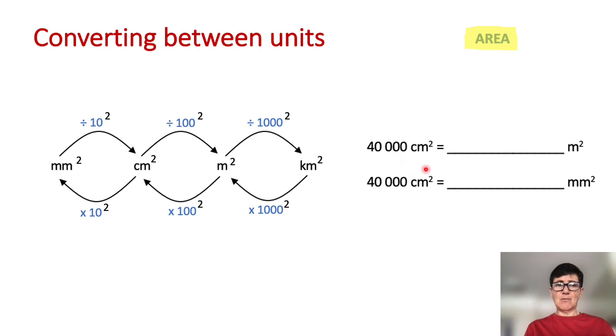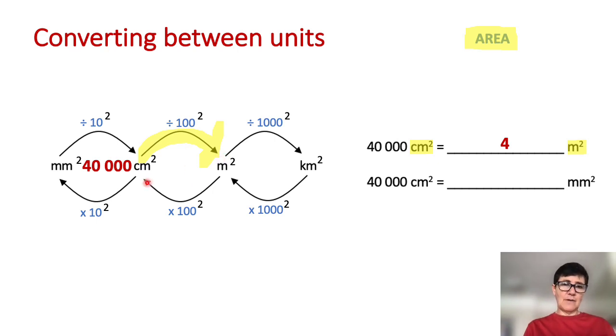So if I take 40,000 centimetres squared and turn them into metres squared, I'm going to go this way and I'm going to divide by 100 to the power of 2. When I do that, I get 4. I could also do this: 40,000 divided by 100 once, divided by 100 twice. I can also do that.